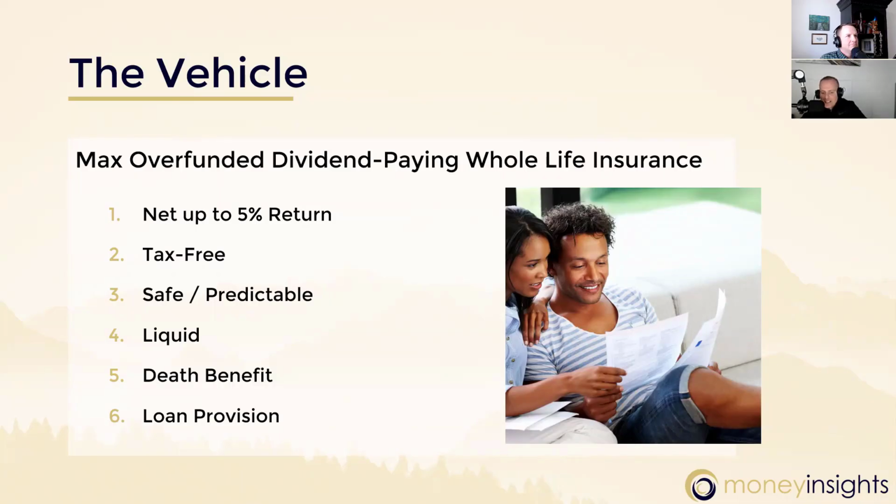Here are the 6 key benefits that we get from it. One, it'll create about a net 5% return. This varies slightly based on age and health, but for the most part, we're getting people in that 5% return range. The second thing is that we talked about tax benefits before, but because it's life insurance, we have the ability to utilize money tax-free in the form of a loan. And that's the key there.